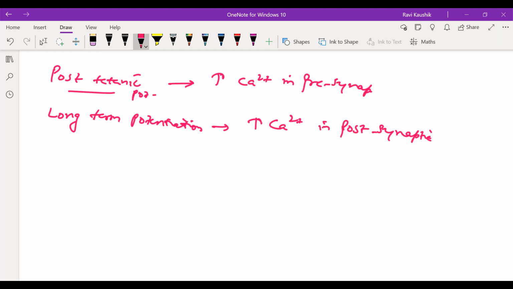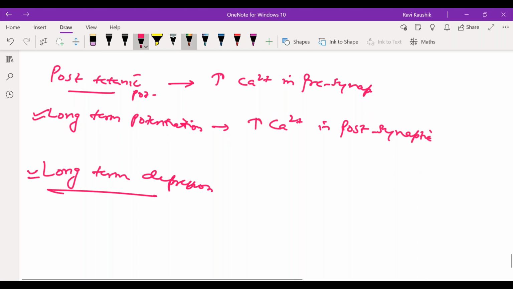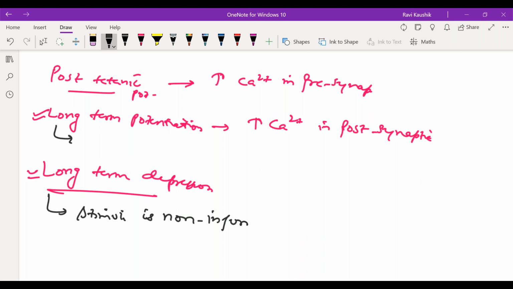What is long-term depression now? This is long-term potentiation. There is another thing which is known as long-term depression. There is a very important difference in these two. Just try to understand this. If the stimulus is non-injurious, or not harmful, then there is this long-term depression which happens. If the stimulus is injurious, then there is this potentiation which happens.